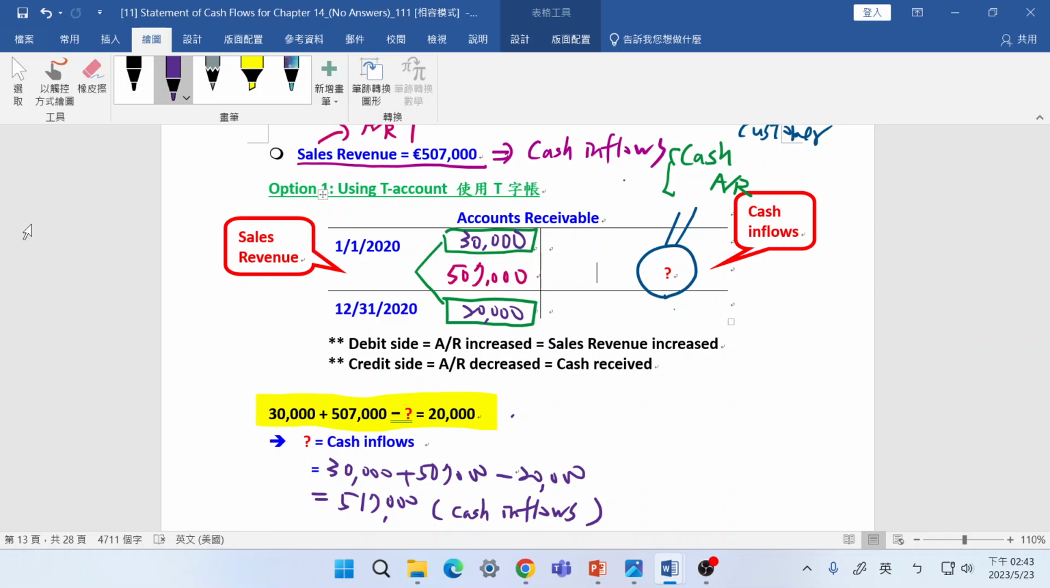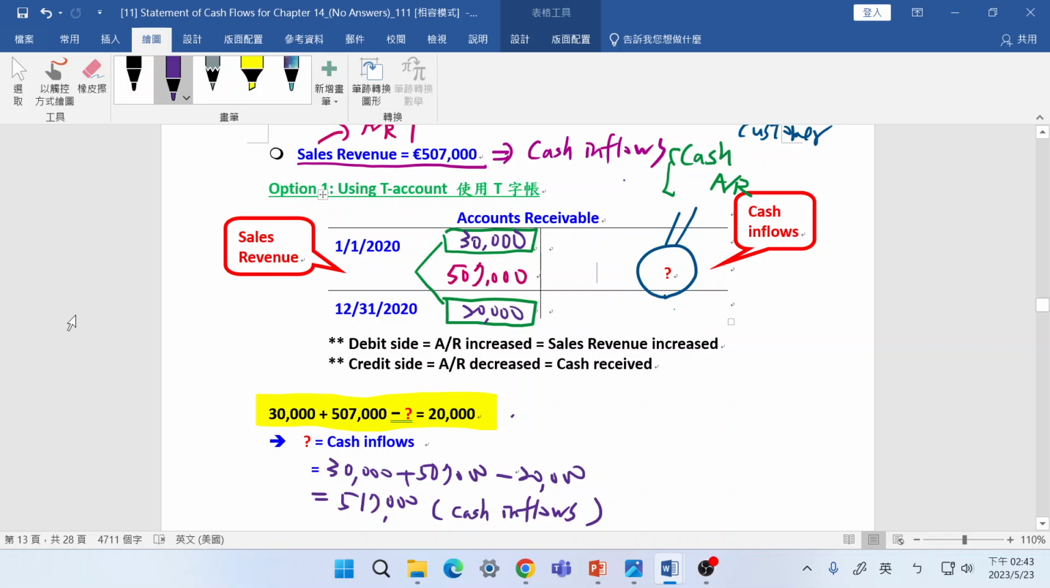So this is the method using the T account. It's quite a useful tool; the T account could help you get the numbers. Okay, right now, based on this, I want to tell you the second option. Why do we need a second method? Because later when we talk about the indirect method, we need the formula from the second option. So right now we talk about the second option, which will help you to use the indirect method.